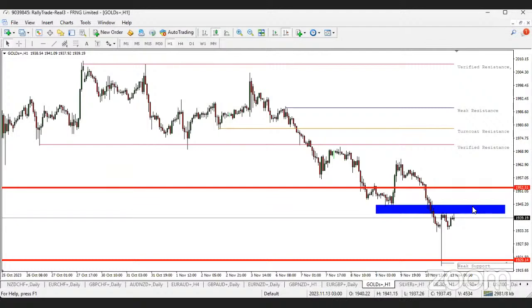Today, I'll be thinking of sell alone for gold. But from tomorrow, because of the CPI, I would want to hold on until after the news is out for me to take positions on the gold chart. Right?